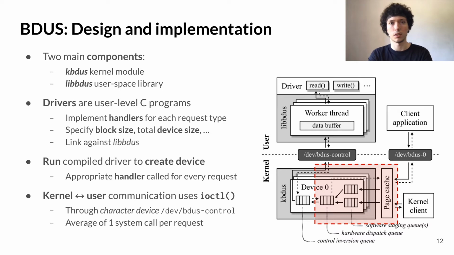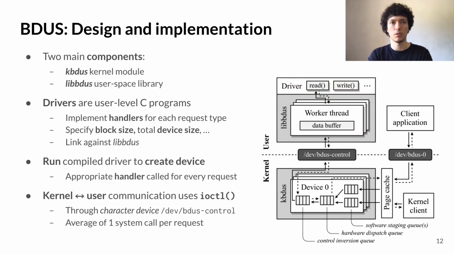KBDUS then receives the request, inserting it into a control inversion queue, where it awaits retrieval. Next, one of libbdus's worker threads in the appropriate driver process performs an IOCTL call on the aforementioned character device, retrieving the request. Finally, libbdus invokes the appropriate user-defined handler in the driver to process the request. Replies then follow the inverse path.